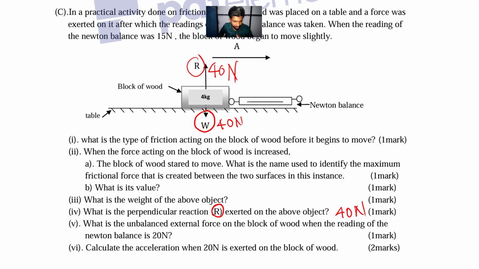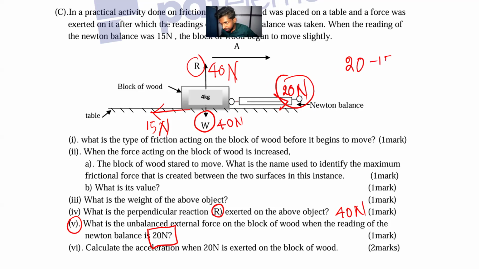Okay, so now we'll move to the next part, question number 5. They are applying a force of 20 Newton. When they are applying 20 Newton, the frictional force of 15 Newton is already there. Here we are applying 20 Newton, but in the opposite direction we have 15 Newton of frictional force. So we want to subtract 20 minus 15.